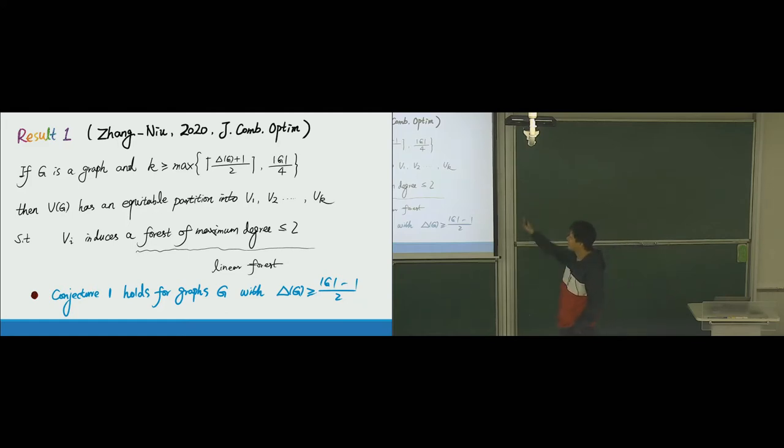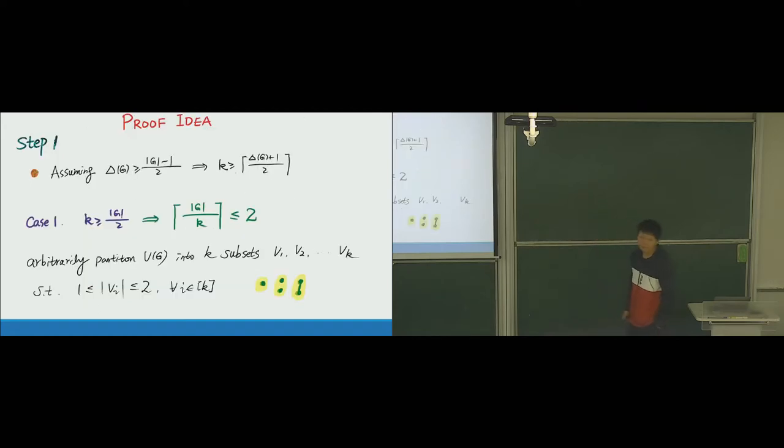So by this result, we can see that the conjecture is right for graphs with large maximum degree. Now the proof of this result is not difficult. I think it's easy. Now I can show it to you, how we consider this problem. So we partition the proof into two steps. Each one is simple, I think.